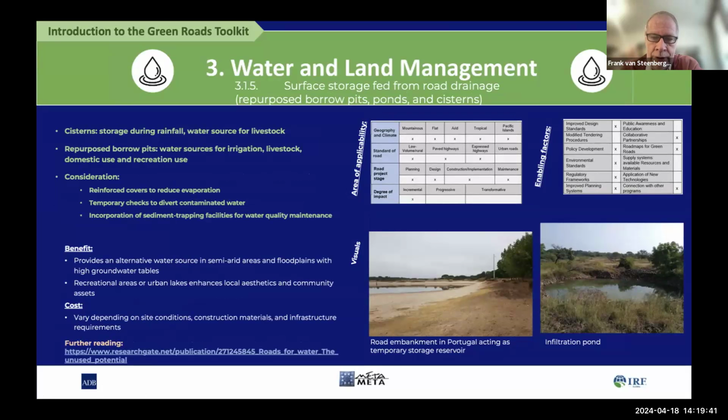There's an example here in the middle of the image from Portugal, where the road embankment was really guiding the water to a temporary storage reservoir during the rainy period, and the water would be available for livestock for a couple of months after the rainy period. This is really important in arid areas where you cannot allow to waste water, or not reuse it. But also in some areas it is good because these can be areas which have a recreational value.